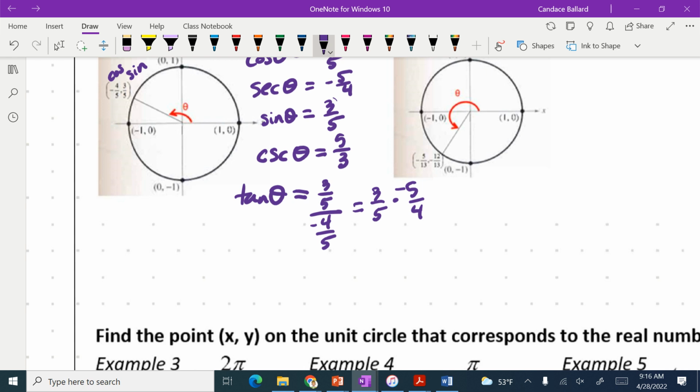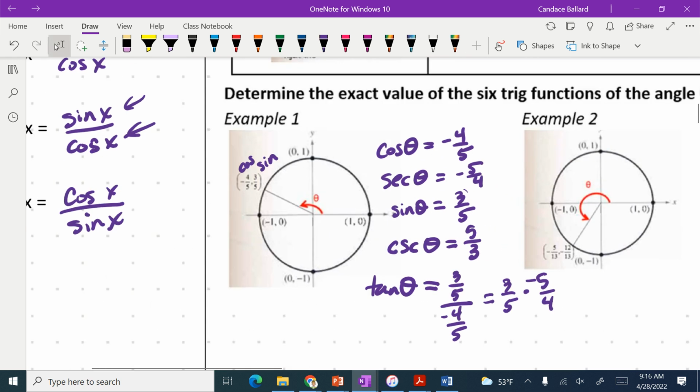Can you show the side thing again? How I got 3/5 over 4/5? No, like the thing that we put in the side. You want me to show this? Yeah. Okay.